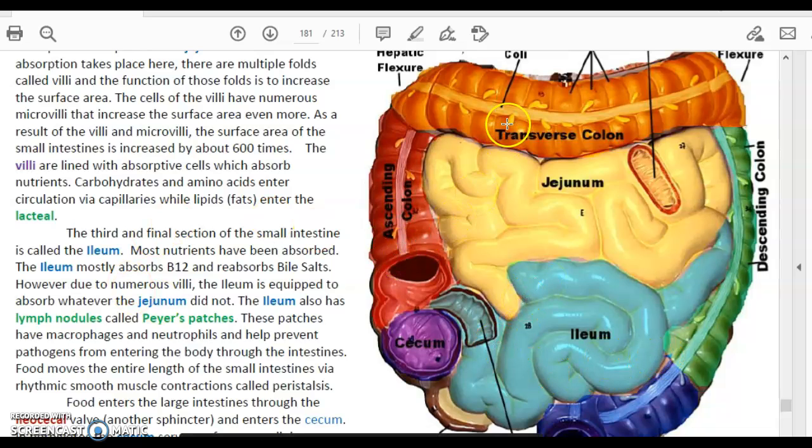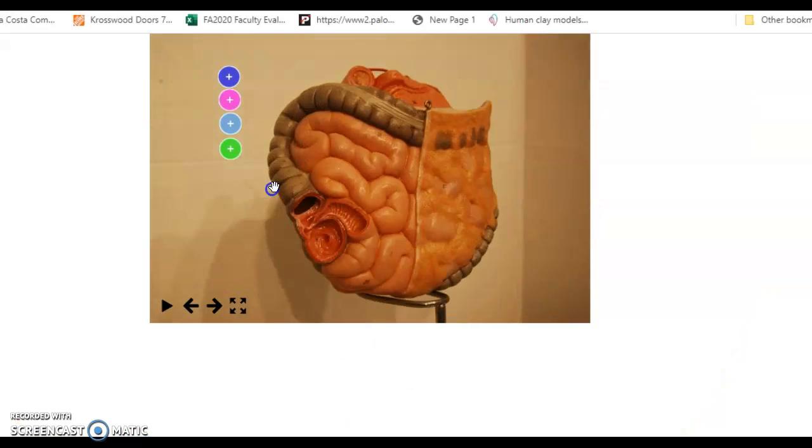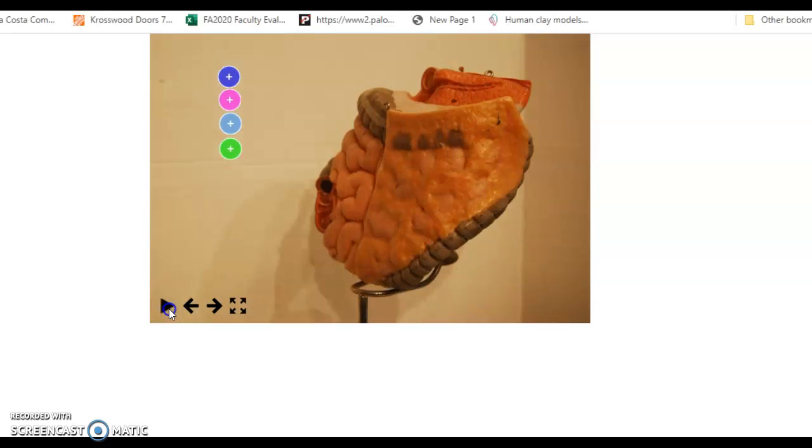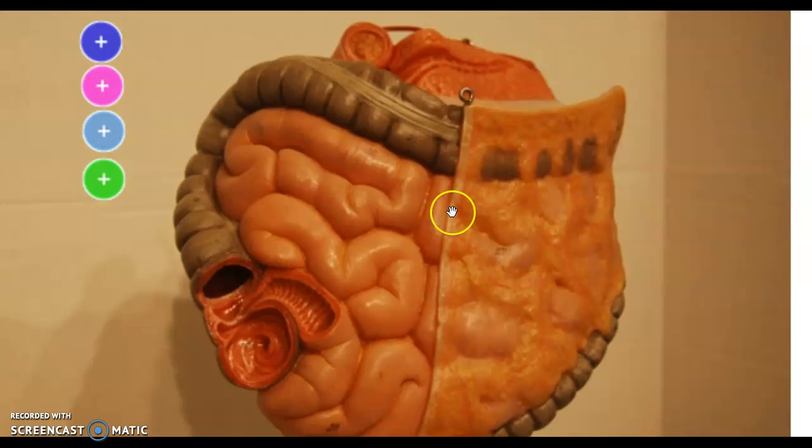But the intestines have 3 parts of the small intestine: the duodenum, which is being shy, hiding behind the transverse colon, the jejunum, and the ileum. Then you have the cecum, the vermiform appendix. You have the ascending colon, transverse colon, descending colon, and then this S-shaped sigmoid colon. Again, grab it, rotate it, follow along. This just makes it spin around and around. Slowly left, slowly right.